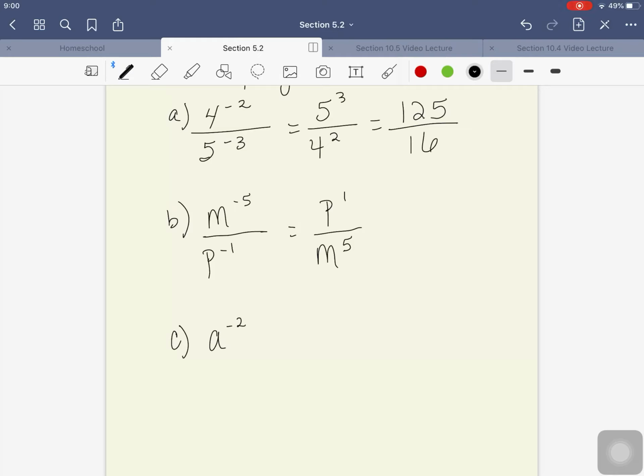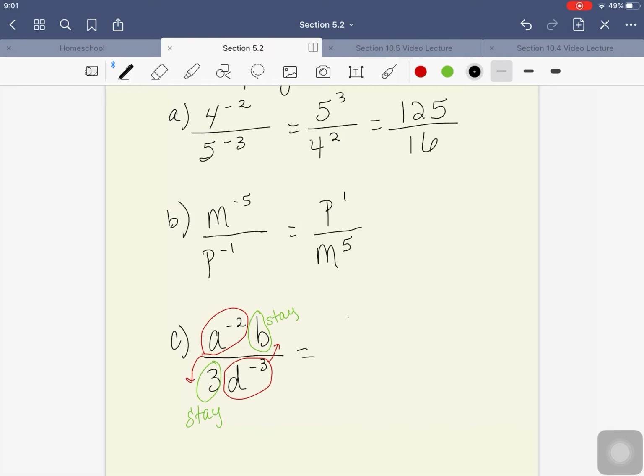A to the negative second b over 3d to the negative third. Again, you only flip the exponents that are negative. So this a to the negative second would need to go down to the denominator, and this b will stay where it is. This d to the negative third will need to go up to the numerator, and the 3 will stay where it is. Okay, so you only flip what's negative, and everything else stays exactly where it is.